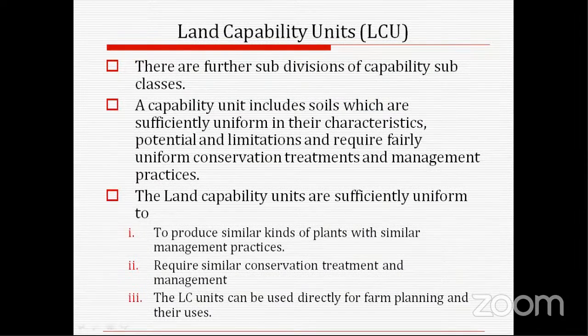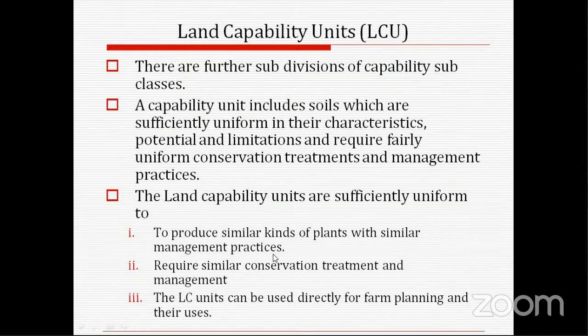Coming to the next, students, land capability units. This is nothing but uniformity. If the soils are very similar, very uniform, then we group all those soils in one unit, and that is called the land capability unit. So the land capability units are sufficiently uniform. Which characteristics should be taken into consideration? These three are very important. What is the need for that? To produce similar kinds of plants with similar management practices.